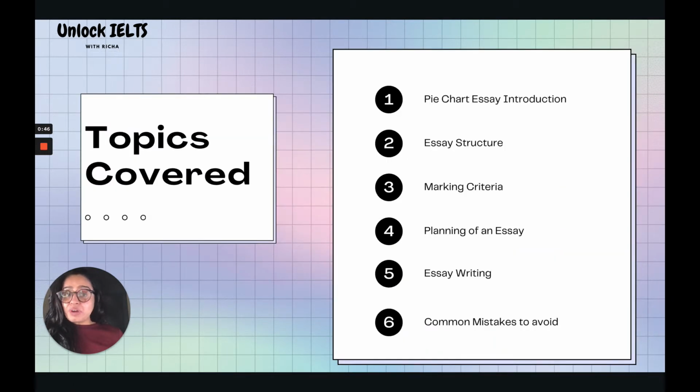To begin with, first of all, we'll have a look at the sample question of the pie chart essay. Then we'll see the essay structure which you need to follow while writing an essay. Then we'll understand the marking criteria, or the parameters which you need to fulfill in order to score the desired band in your IELTS Writing Task 1. After that, we'll see the different steps which you need to follow while planning an essay. And then we are going to implement those steps by taking a sample question. And lastly, the common mistakes which you need to avoid in order to boost your score. So stay tuned to this video till the end in order to learn a lot about the pie chart essay.